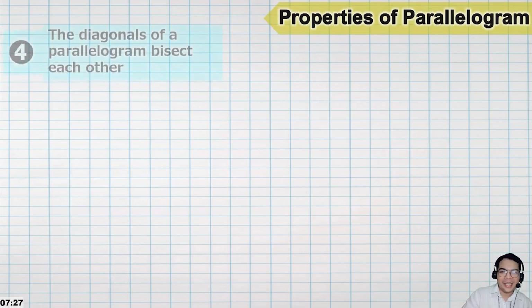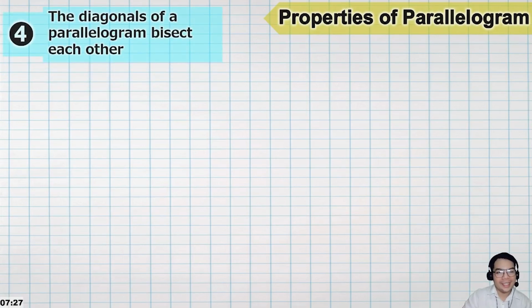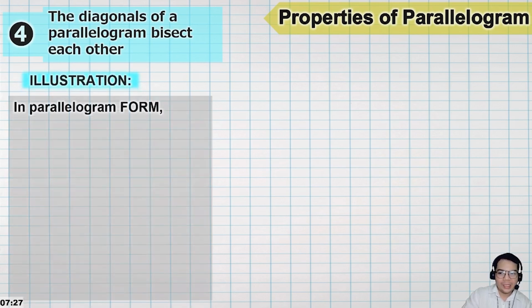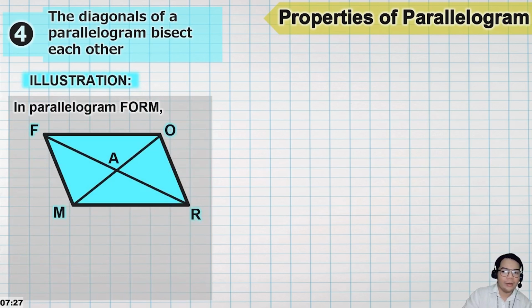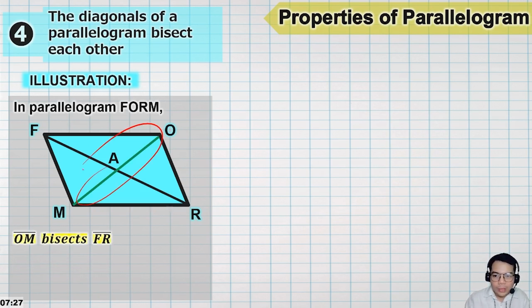Next, proceed tayo sa pang-apat. Ito, familiar din tayo kasi meron to sa conditions of a quadrilateral that makes a parallelogram. So, the diagonals of a parallelogram bisect each other. So, in this case, just an illustration. In a parallelogram FORM, since this one is a parallelogram, it says here that OM bisects FR. So, ayan, nakita nyo, naging color green si OM. So, ibig sabihin, gusto niyang hatiin si FR. That means ang mangyayari is magiging congruent yung segments FA at AR.